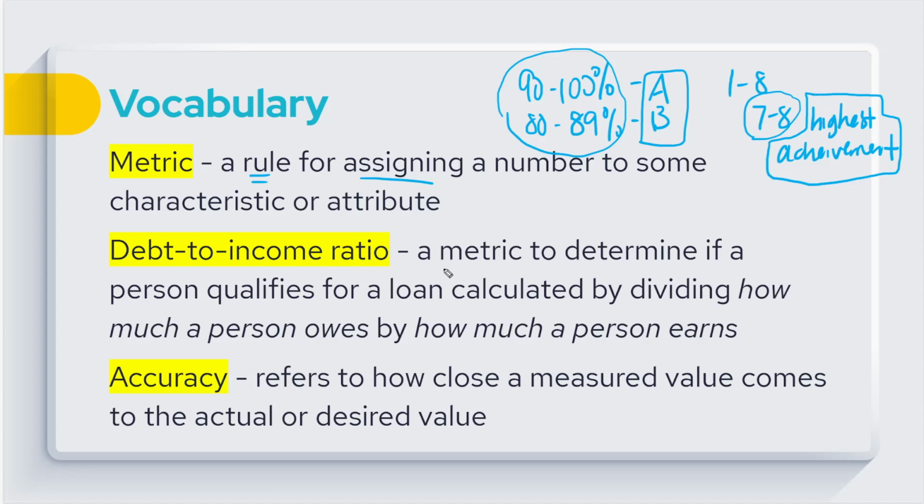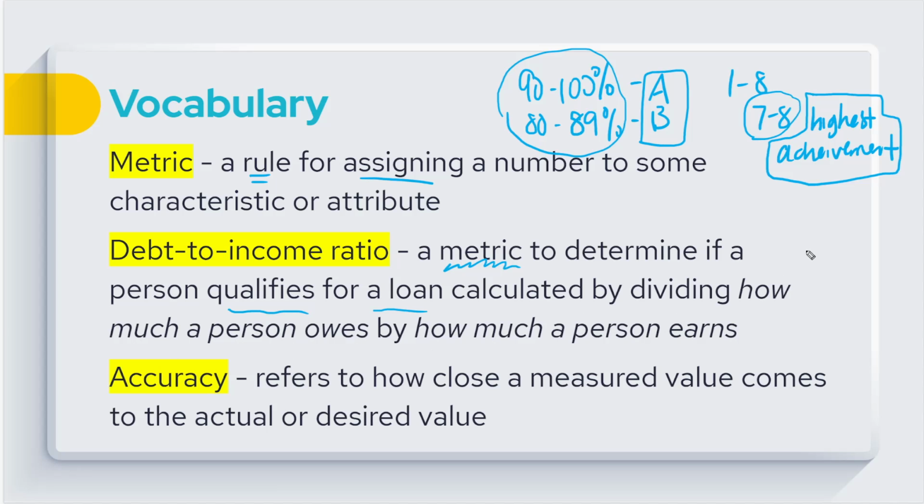Debt to income ratio, this is a little bit more straightforward. The debt to income ratio is a metric. So we're going to get a number, and it's going to determine if someone is good enough for something. So it's going to determine if someone qualifies for a loan. This is the metric. You get it by calculating how much a person owes divided by how much a person earns.